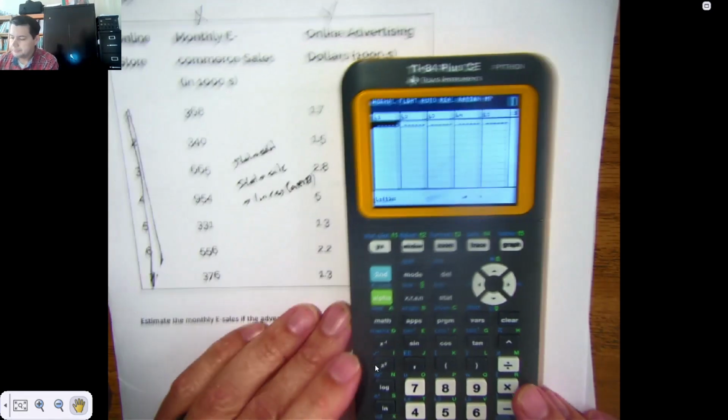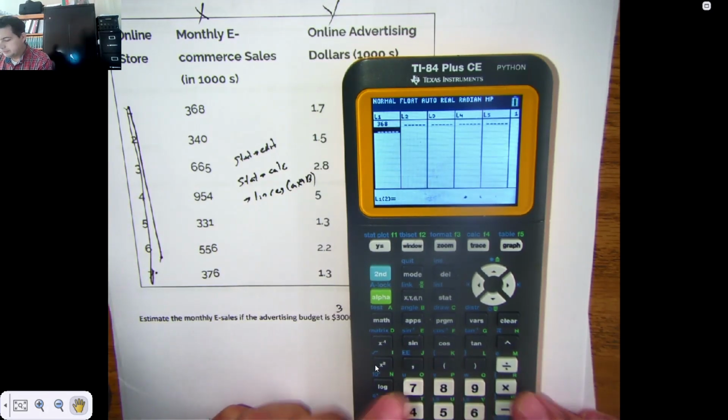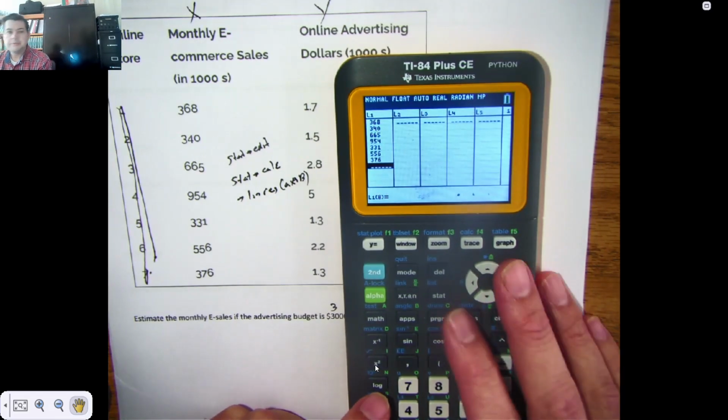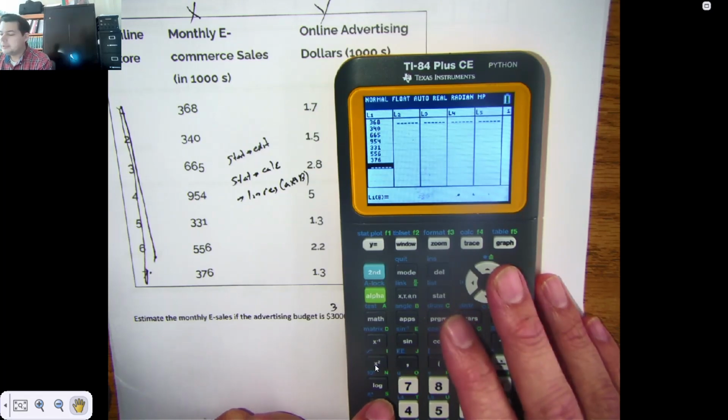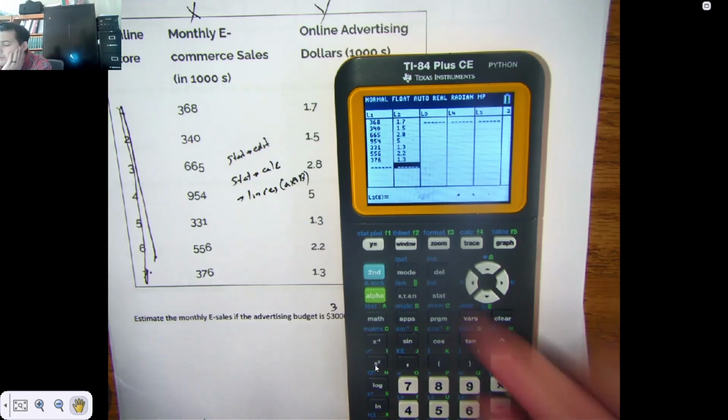What matters, that's what we call qualitative data, not quantitative, because it's a quality, it's not a number, at least a number that's usable. It's just the number of stores. 368, 340, 665, 954, 331, 556. Okay, looks good. 1.7, 1.5, 2.8, 5, 1.3, 2.2, 1.3. Anyways, I'm pretty sure all y'all can do that.